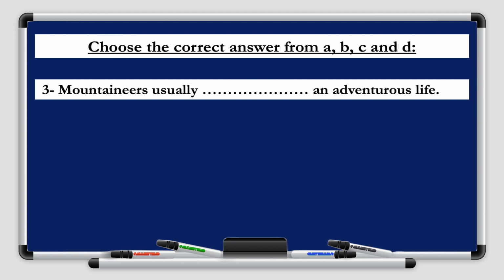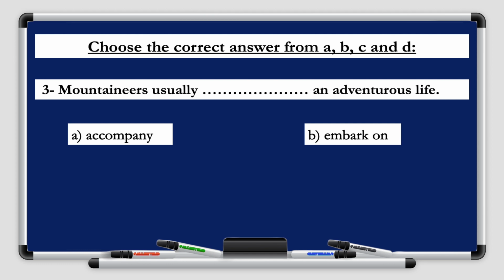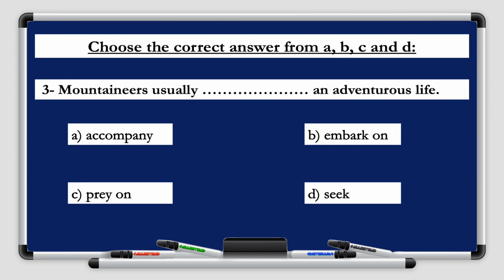Mountaineers usually blank an adventurous life. They usually accompany, embark on, prey on, or seek. I am looking for. I am finding. I am looking for. So the answer is excellent, dear viewers. Seek. They seek an adventurous life.